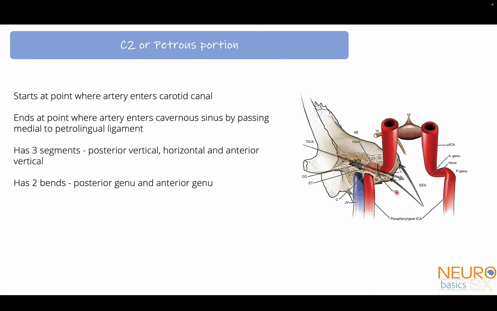The C2 of the petrous portion is the part which lies within the petrous bone. It starts at the point where the artery enters the carotid canal, and it ends when it passes below the petrolingual ligament to enter the cavernous sinus. It has three segments: a vertical segment posteriorly, a horizontal segment, and an ascending segment, the anterior vertical segment. It also has two bends, a posterior genu and an anterior genu. So it is a little bit similar to the cavernous segment: a posterior vertical part, a middle horizontal part, and an anterior vertical part with two genu.